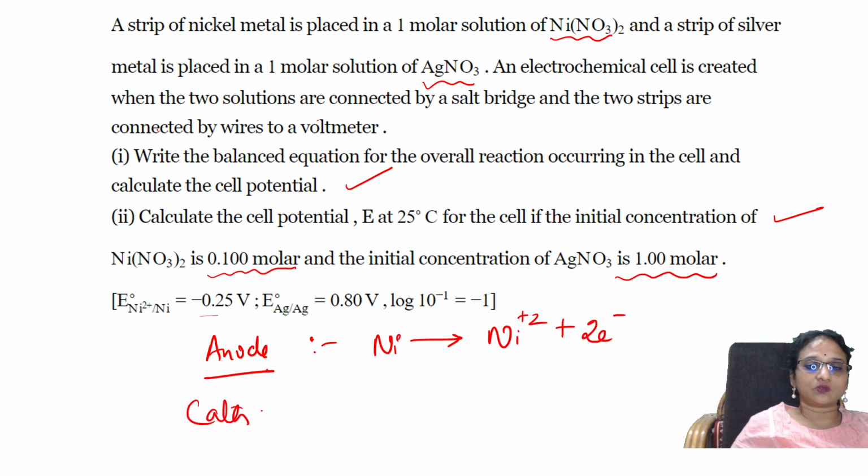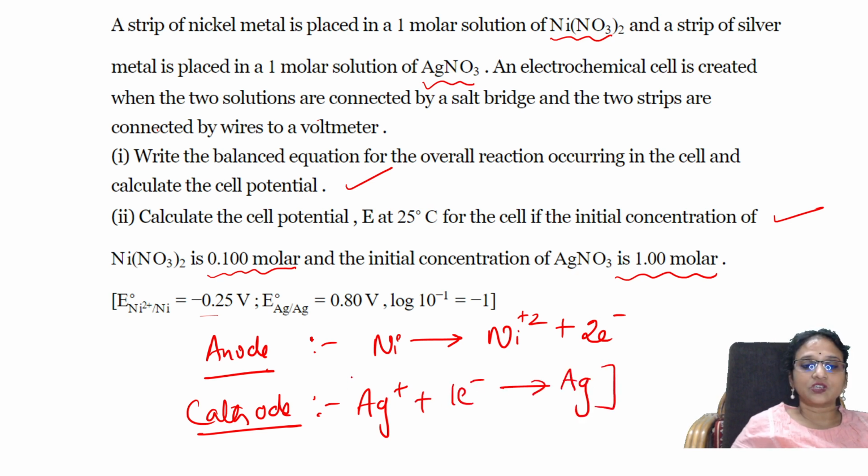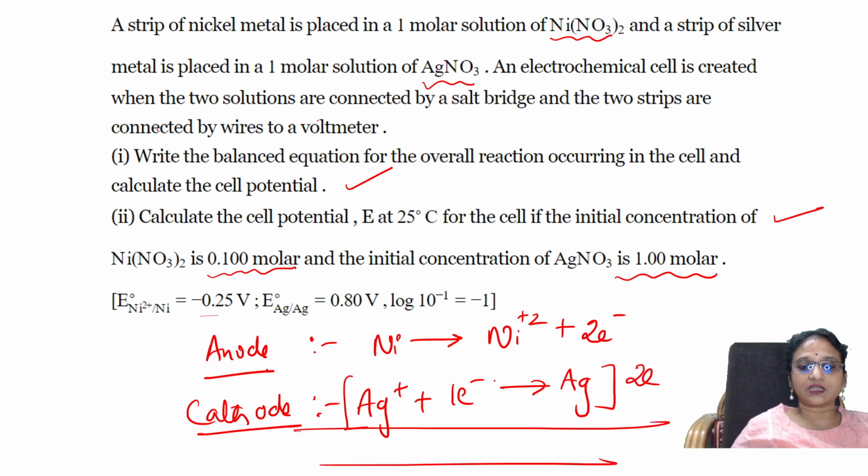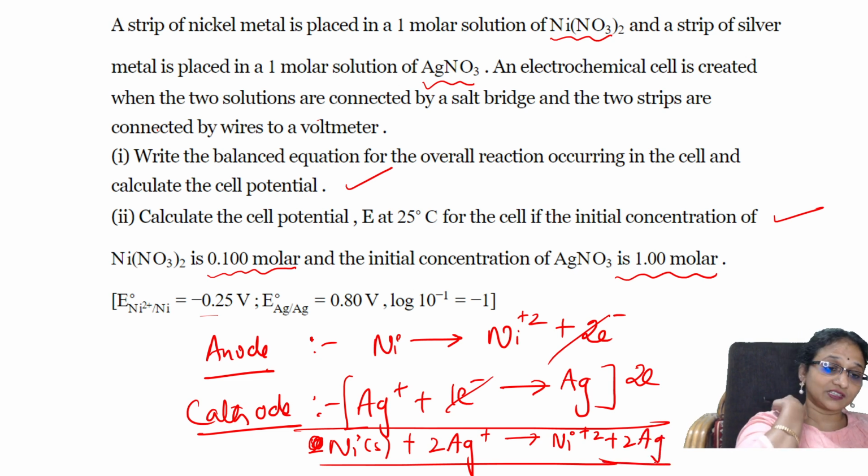Then cathode. What is the cathode doing? Silver is picking up 1 electron and forming silver. The electrons are not balanced, so you multiply it by 2. So overall cell reaction, what do I get? The 2 electrons get cancelled, so it is Ni solid plus 2Ag plus gives me Ni plus 2 plus 2Ag. Done, students. This is the overall reaction. First thing is over.